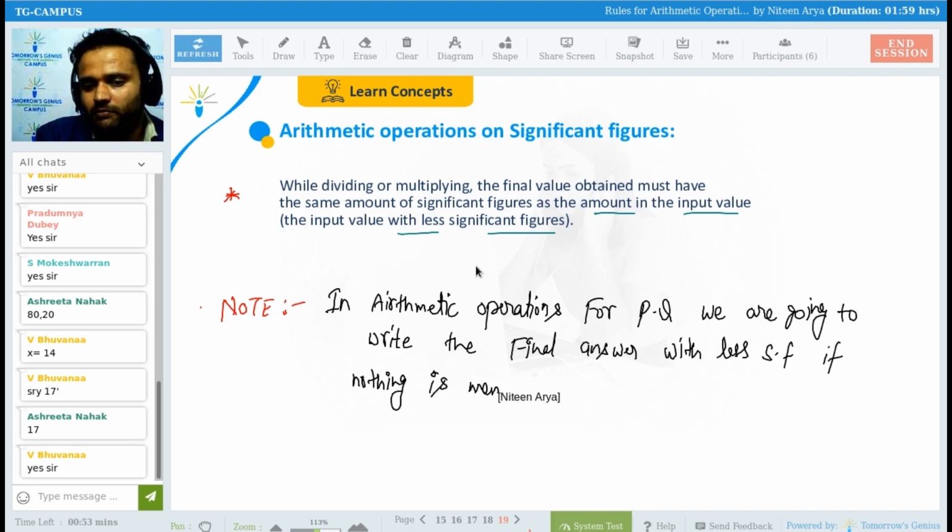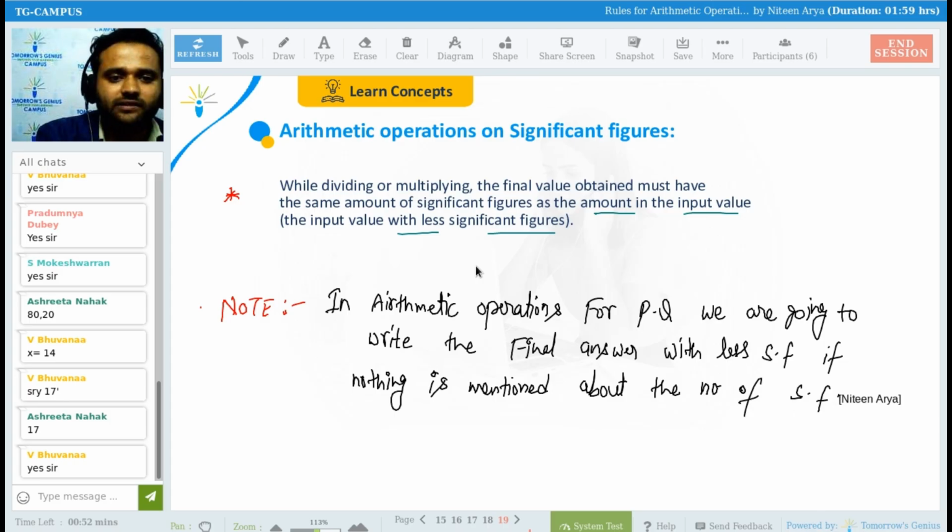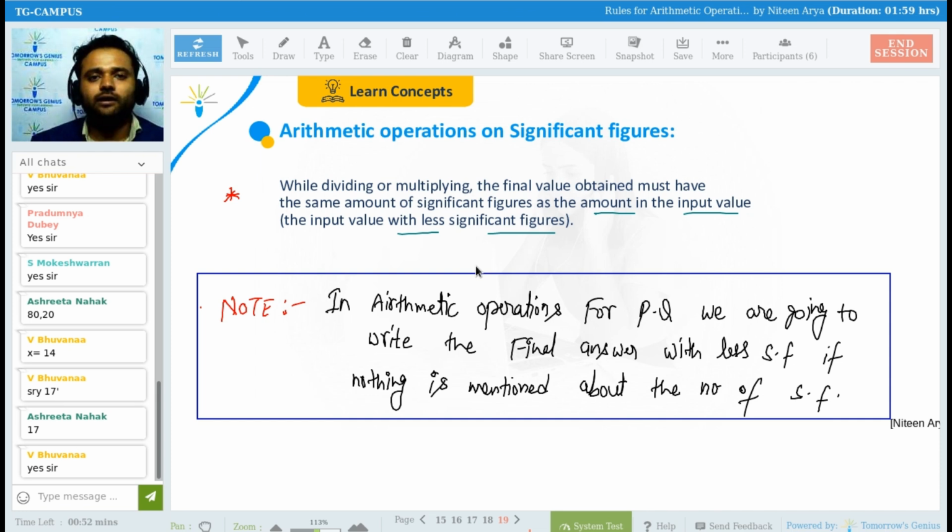If nothing is mentioned about the number of significant figures, clear? Even if you are doing multiplication, division, subtraction, addition, in all types, because the digits after the point are doubtful digits, you need to write fewer significant figures if nothing is mentioned about the number.